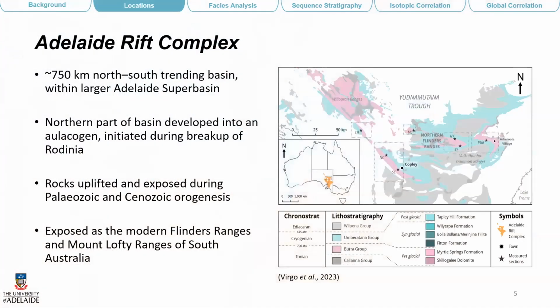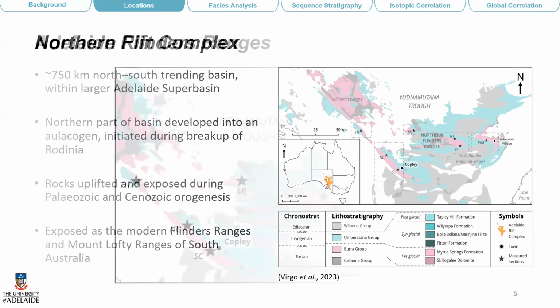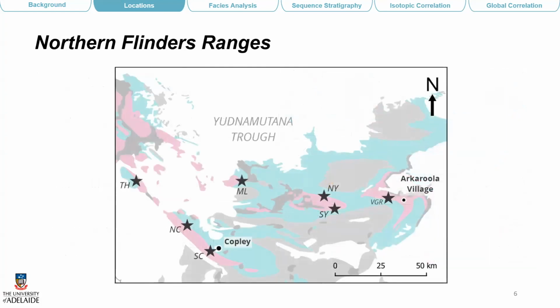Again, I'm probably not going to go into this because it has been highlighted already what the Adelaide Rift Complex is. My work, you can see, is focused throughout the northern Flinders Ranges across a west to east transect. I'm just going to go over some of the language I'm going to be using in the presentation, just so you know where I'm talking about.